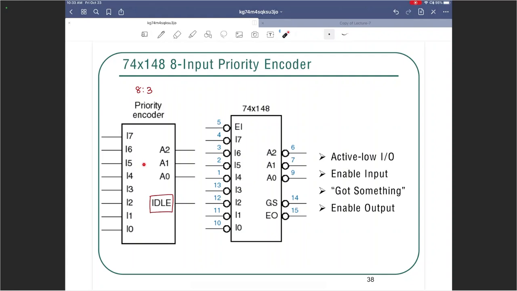Now, in a real chip, which is of the part number 74X148, you have 8 active low inputs. We have 1 active low enable signal. We have 3 active low outputs. Those are our encoded outputs. And then we have 2 other special outputs.